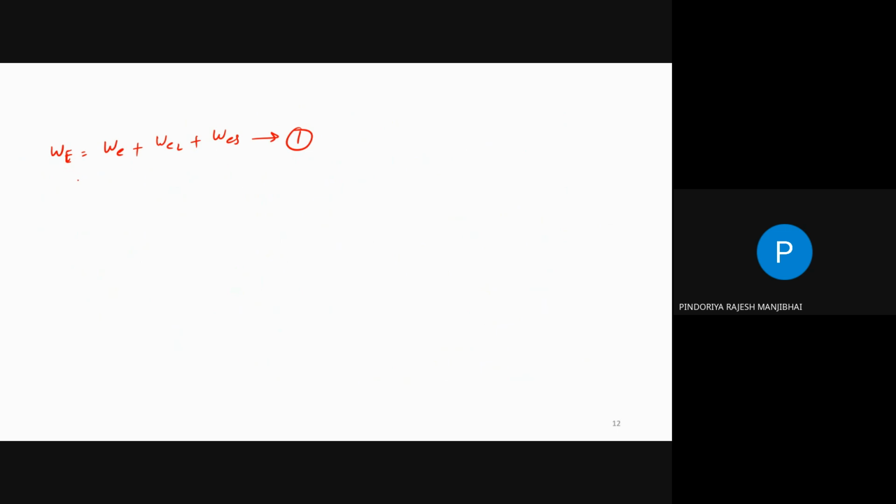Second equation for the mechanical: Wm is equal to Wm plus WML, mechanical losses, plus your mechanical storage. Correct? So we can say equation number 2. Yes, any confusion, students? Any query, any confusion for this equation?